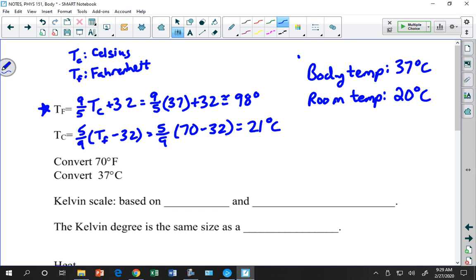So I do want you to know just some typical temperatures. The temperature of the human body in Celsius, and then also the temperature of a nice day. A 70-degree day outside is about 20 degrees Celsius. Yeah, it's just right here. Oh no, this has a little twiddly thing on it. It just means that it's approximately 98 degrees. But I'm not going to ask you to do that on the test, okay?